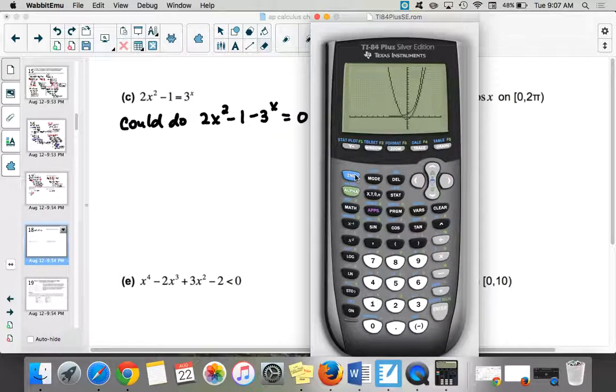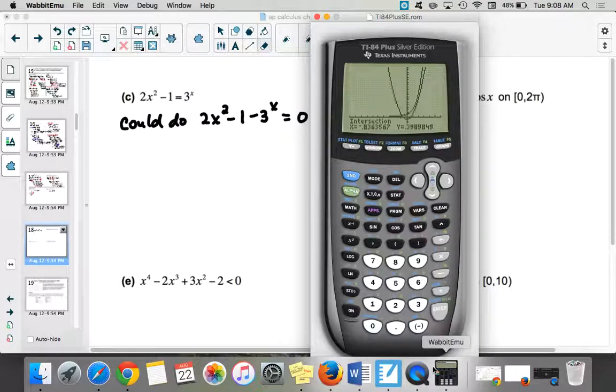Okay, so let's find it. We're going to do second, trace, and instead of doing 0, we're going to do intersect, number 5. When you do intersect, you basically just want to get on top of it with the first curve and on top of it with the second curve and then guess. Usually it's going to be in that same place all 3 times, so you just hit enter, enter, enter.